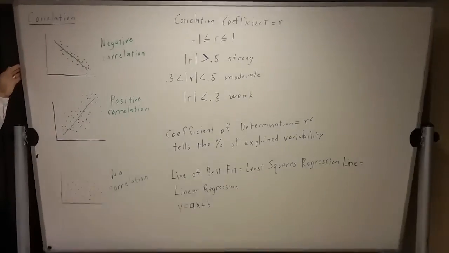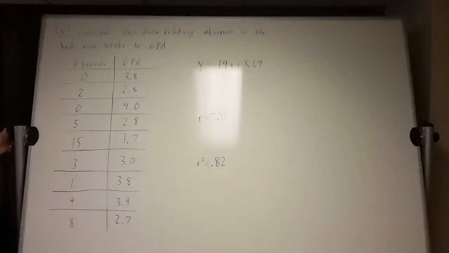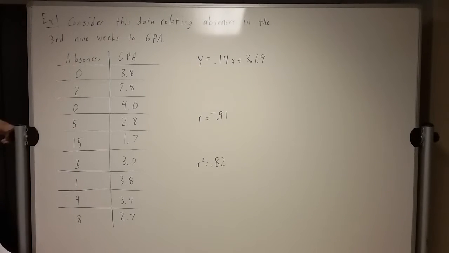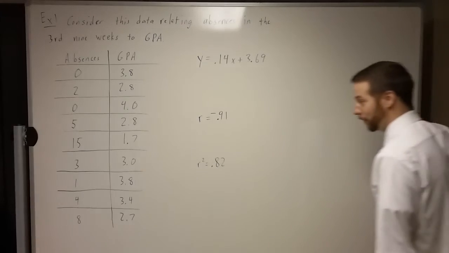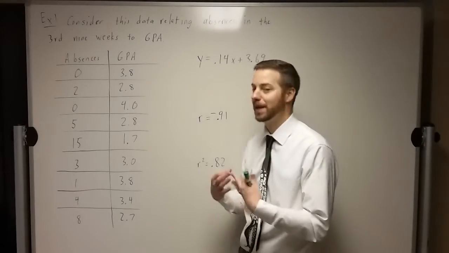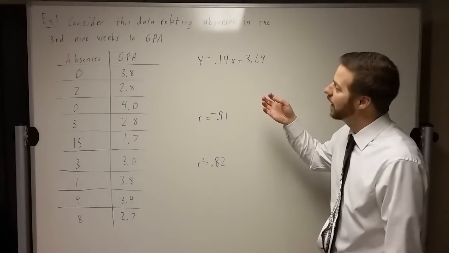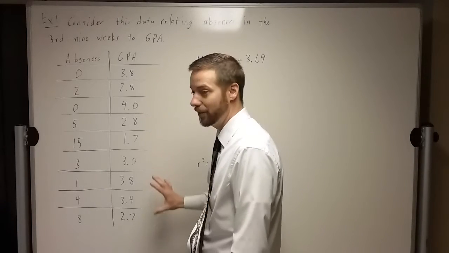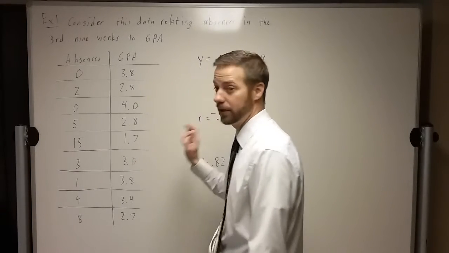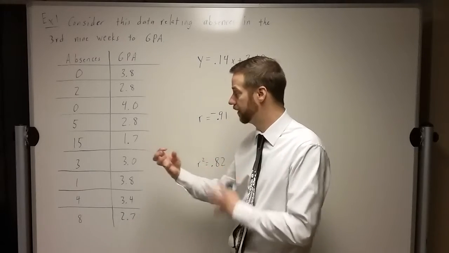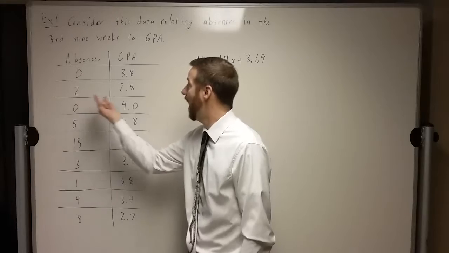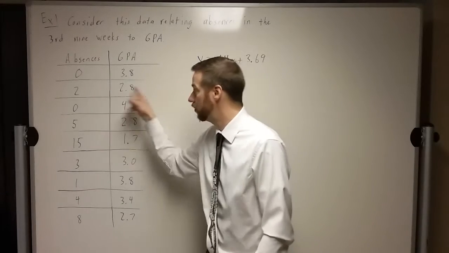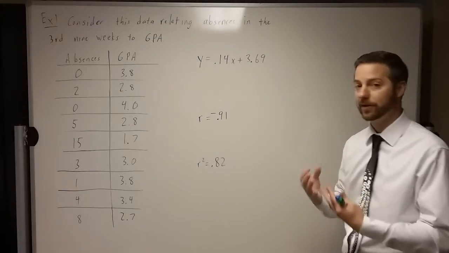So what I've got going on is we're looking at a table of data that has to do with absences in the third 9 weeks related to GPA. Now, this data is completely made up, so don't be afraid that I took somebody's GPA and published it here. I made these numbers up. So here's our absences. Here's the corresponding GPAs. Now, that's important. I couldn't just jumble up this order because these represent a participant in the survey. The person who had 2 absences had a GPA of 2.8. And so these two go together. And that's going to be important when you enter these in.